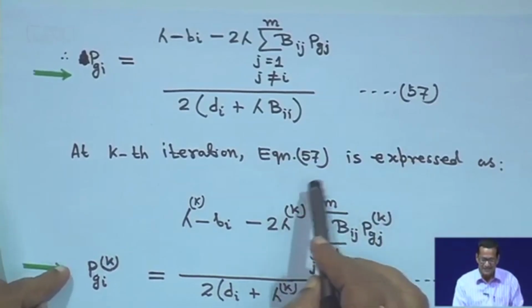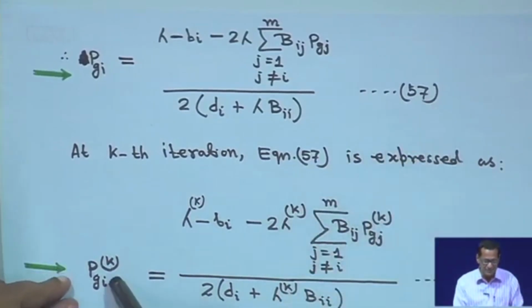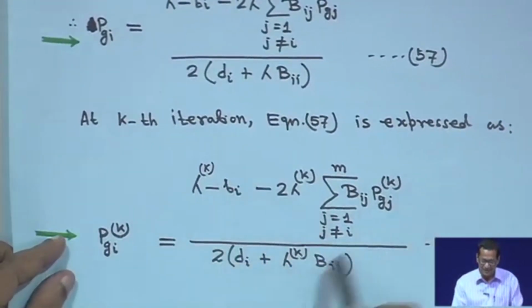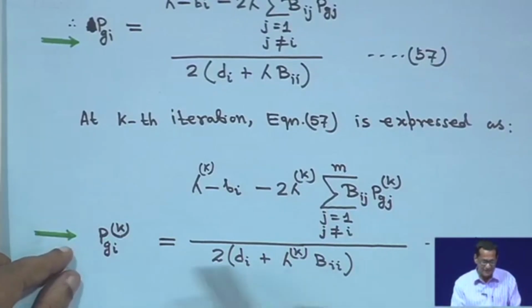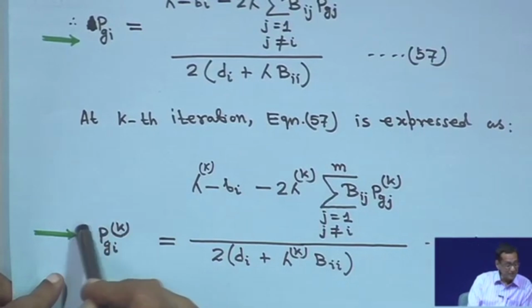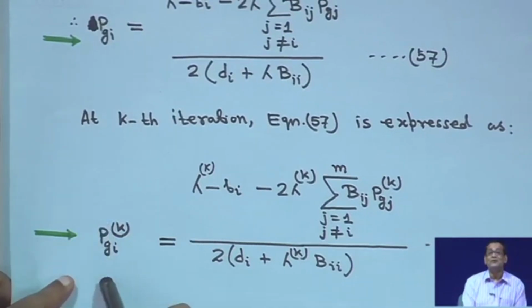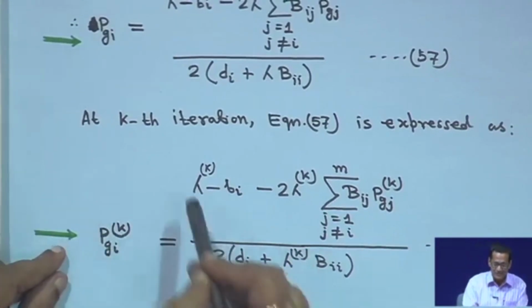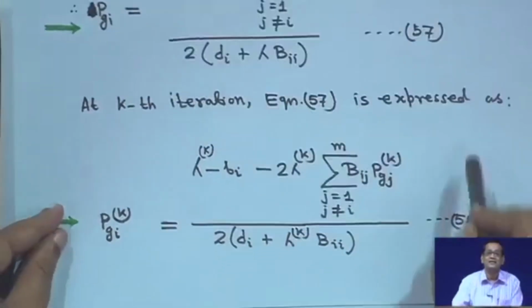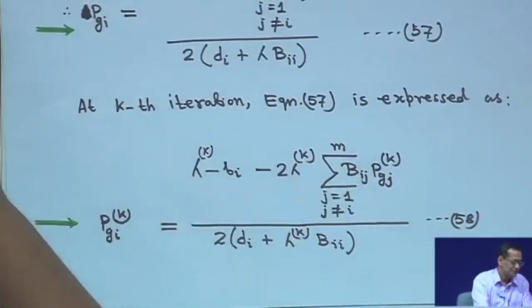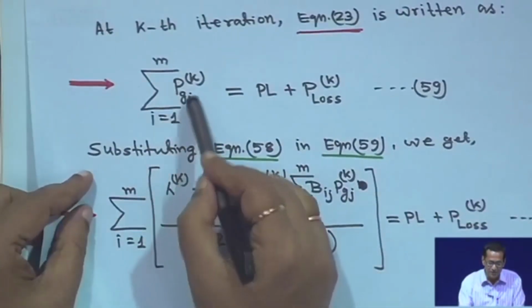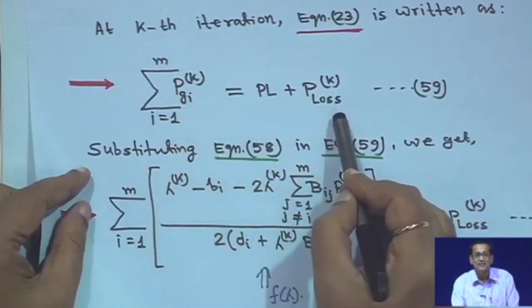Now, at the kth iteration, this equation 57 is expressed as, just put pgi k here, b and d are all constant, right. That is equation 58. This is pgi k. If you take the summation of this pgi k, that will be your total load, and that is a function of lambda also. That means, total generation at the kth iteration, summation i = 1 to m of pgi k, is equal to PL plus P loss k, total generation is equal to load plus loss, right.